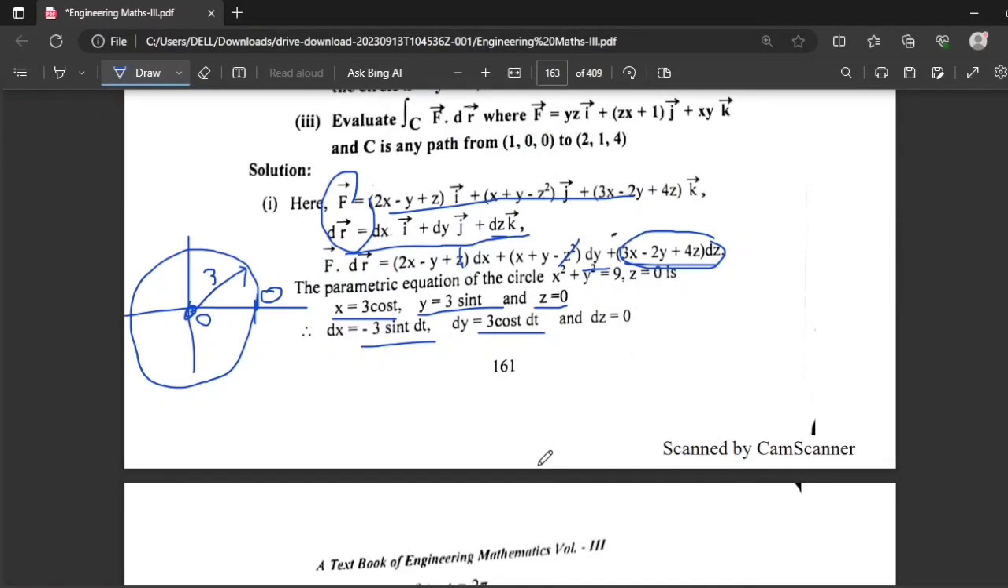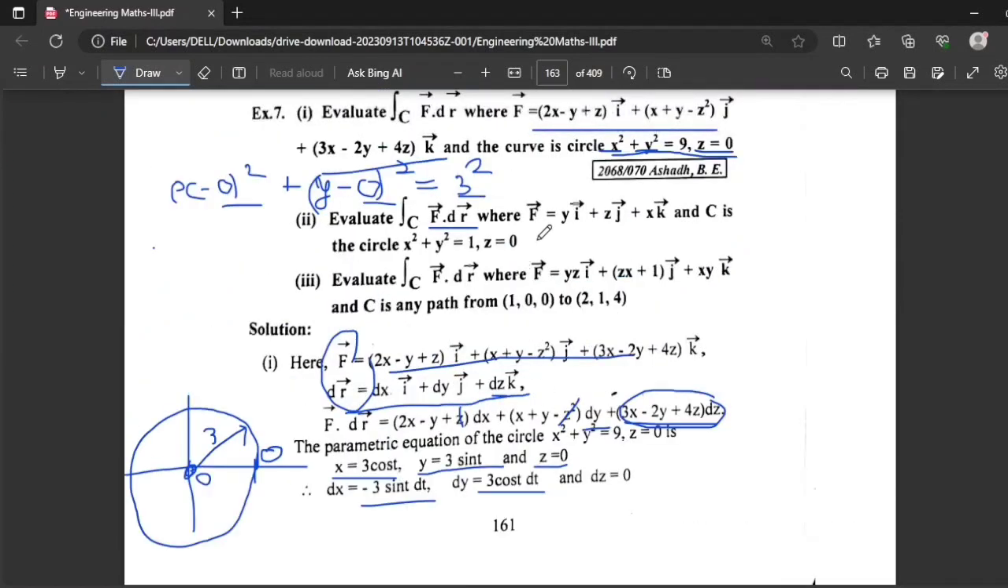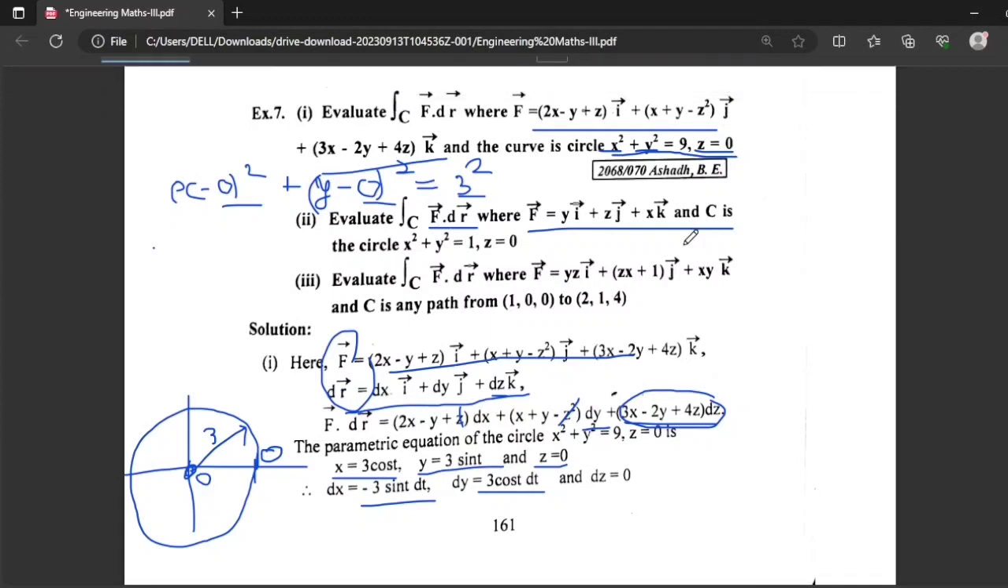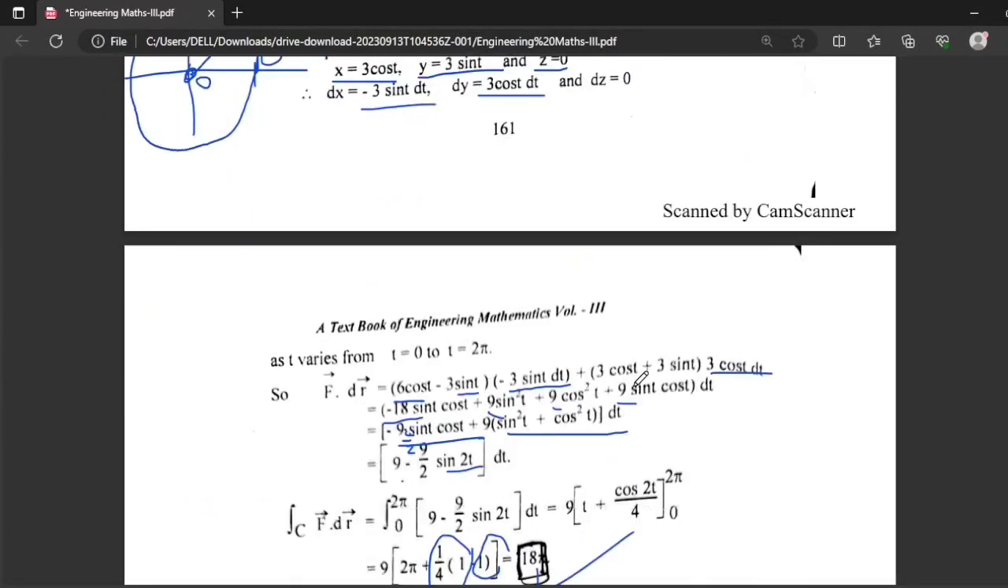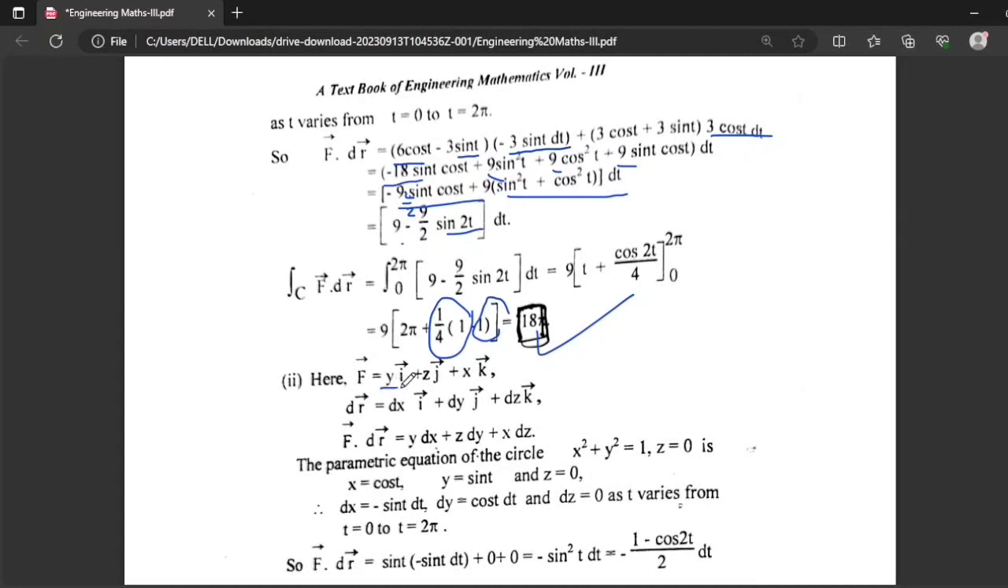Next is the second. Here the F vector is y i plus z j plus x k, and dr is dx i vector plus dy j vector plus dz k vector, and F dot dr is the coefficient of the i vector, y dx, and j, z dy, and x dz.